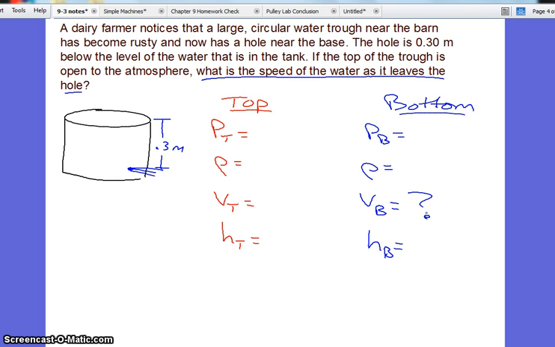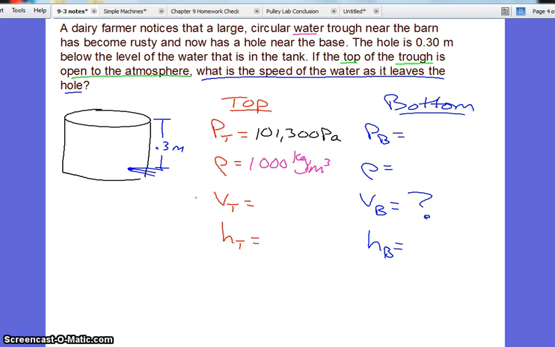Let's go with our values at the top first. And so it says, first of all, that the top of the trough is open to the atmosphere. That means that the pressure at the top is atmospheric pressure, 101,300 pascals. The density, since it is water, we know that the density is 1,000 kilograms per cubic meter.